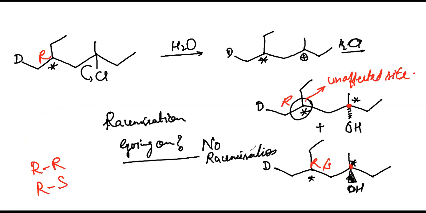No racemization, as we get a pair of diastereomers. Okay, completed. Very good. Moving to the next point.